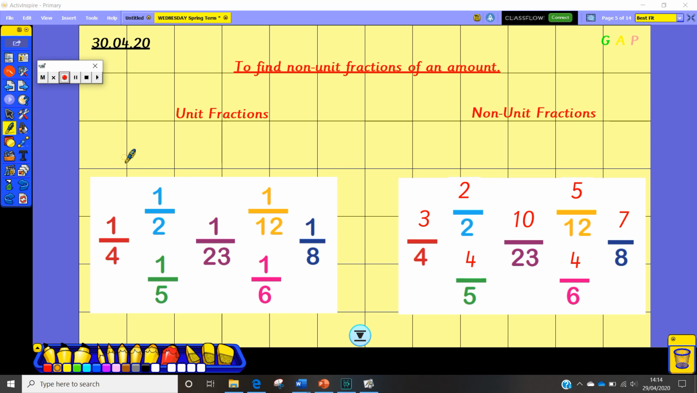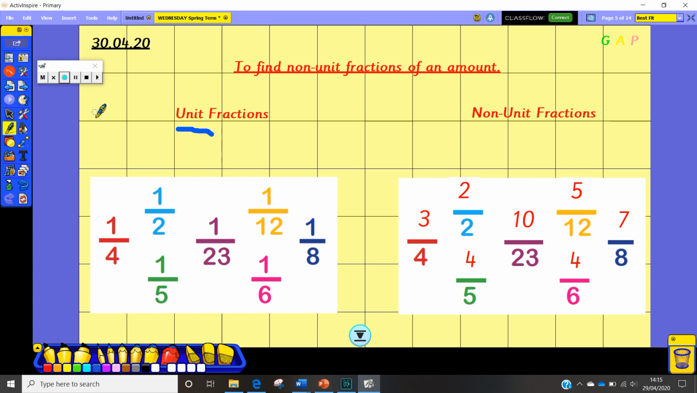So we're going to look at the difference, first of all, between what a unit fraction is and what a non-unit fraction is. So firstly, a unit fraction. If you have a look at this box here, you can see all of those fractions that we've got there. So we've got 1/4, 1/2, 1/5, 1/23, 1/12, 1/6, and 1/8. Now there's something in common about all of those fractions. See if you can tell a grown-up at home what is the same about all of those fractions.